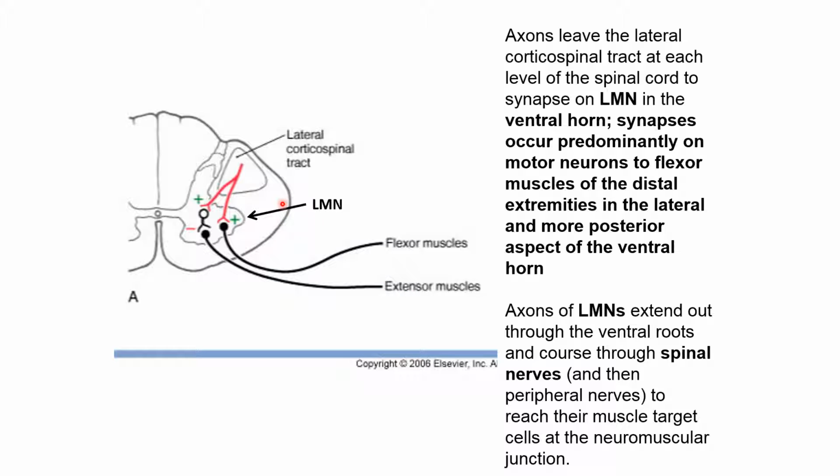These flexor motor neurons tend to be in the more ventral and lateral portion of the ventral horn. The axons will travel out through the ventral root to spinal nerves, and then on to peripheral nerves to their muscle targets at the neuromuscular junction.